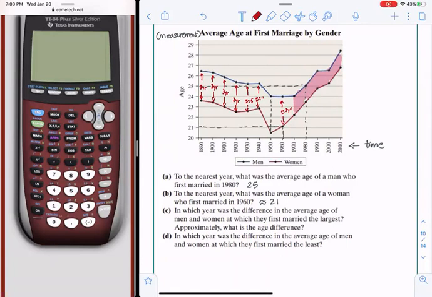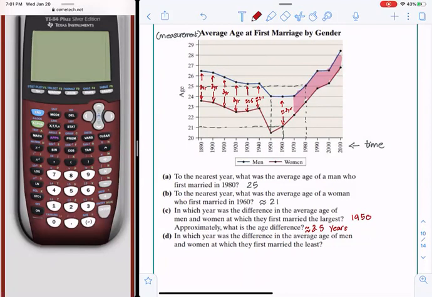1950 though, we have 20.5 all the way up to 24, which would simply mean the gap is 3.5 years. So the answer would be the year 1950, and the approximate difference is 3.5 years. Now, just by looking at the graph, I was able to narrow it down to 1950, but you can always verify the answer by doing what I just did, subtracting the age between males and females.